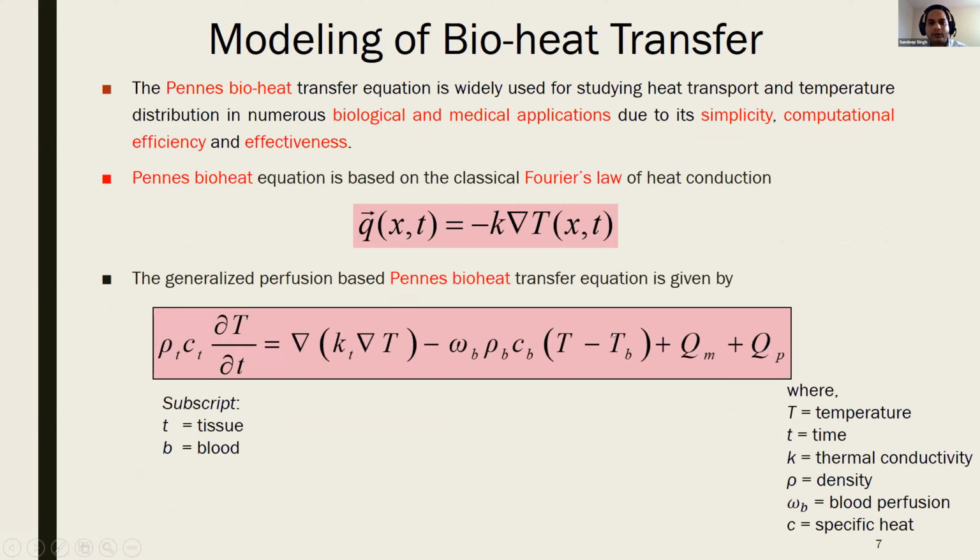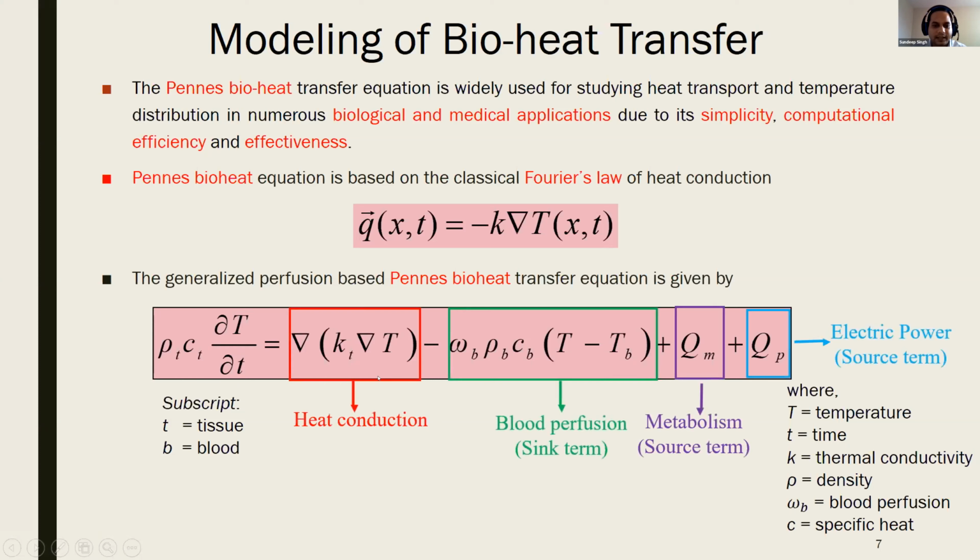So for solving the temperature distribution within the cardiac tissue during this cardiac ablation procedure, we have used the well-known Pennes bioheat equation that is based on Fourier law of heat conduction. Here, the left-hand side denotes the transient effect. This is the heat conduction term. This is the blood perfusion term, which is the heat sink effect caused by the microvascular perfusion within the cardiac tissue. M is the metabolism source term, and Qp is the electric source term that will be coupled from the expression I just showcased in the previous slide.